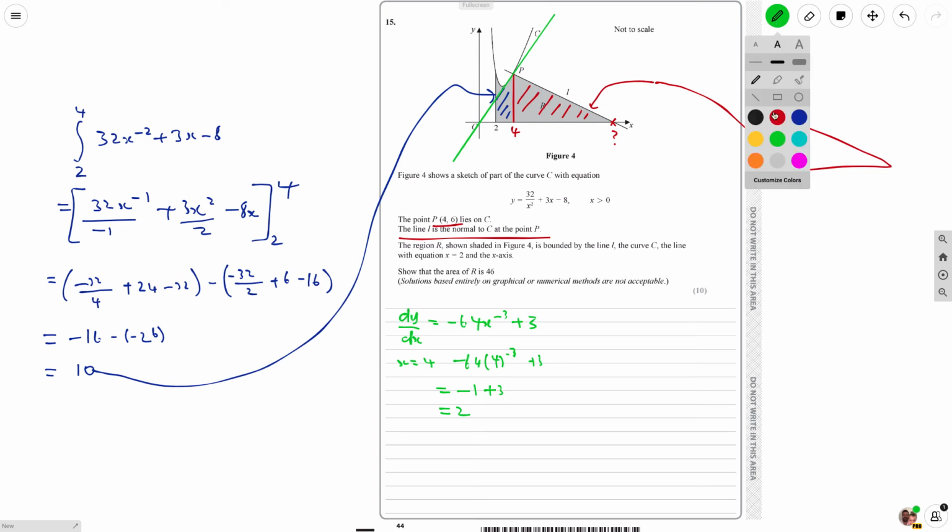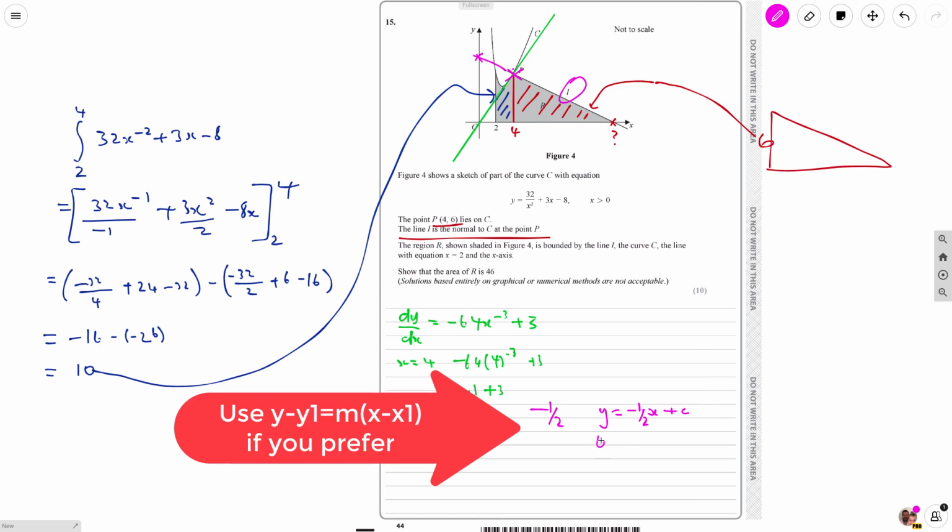So we now know that the gradient of our line L is the negative reciprocal of this, so the gradient of that line is going to be minus a half. We're part way to finding the equation of this line. It's going to be y equals minus a half x plus some value c that we don't know at the moment, the point where it intersects the y-axis. To find it, we just need to plug in any point that we know on that line, and we know that the point P lies on that line.